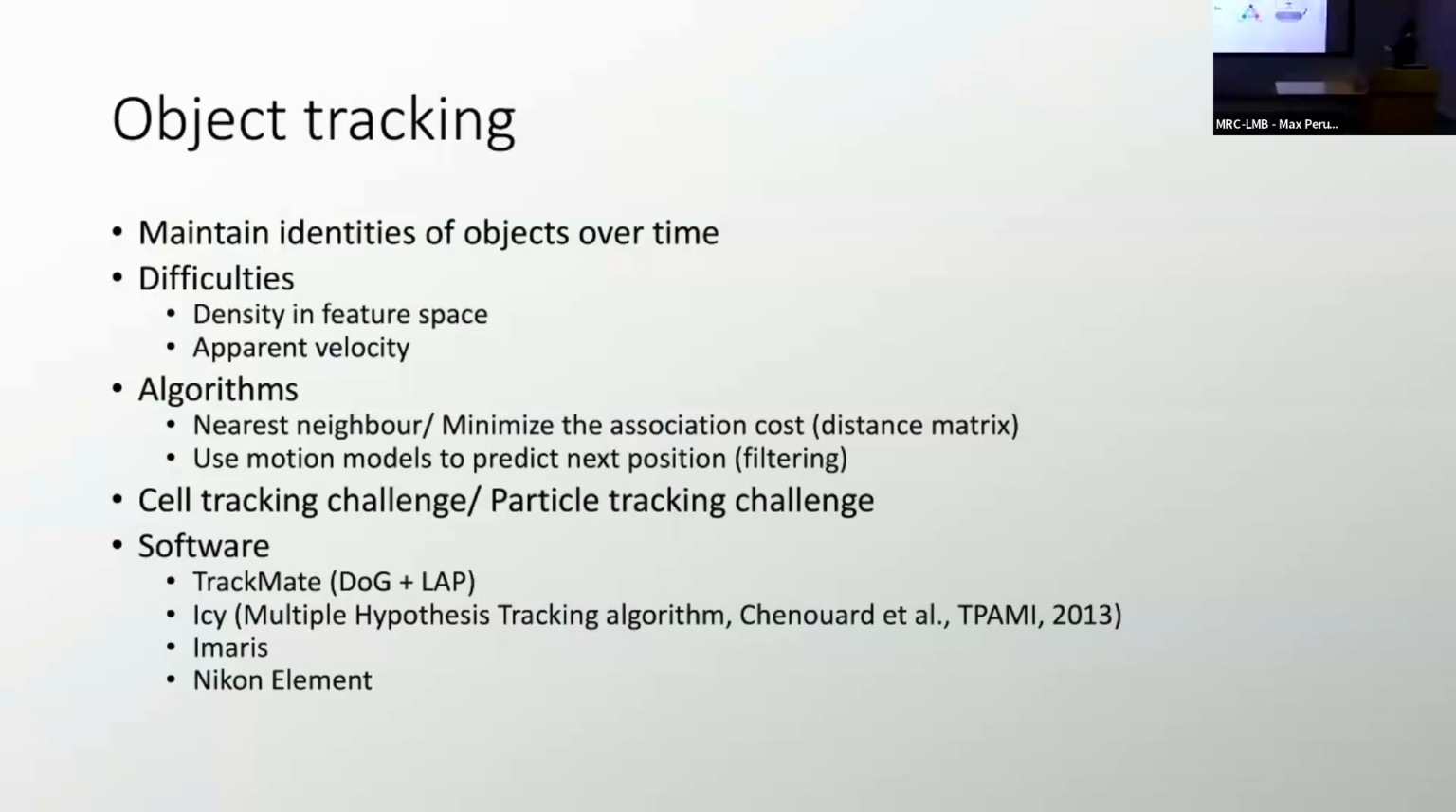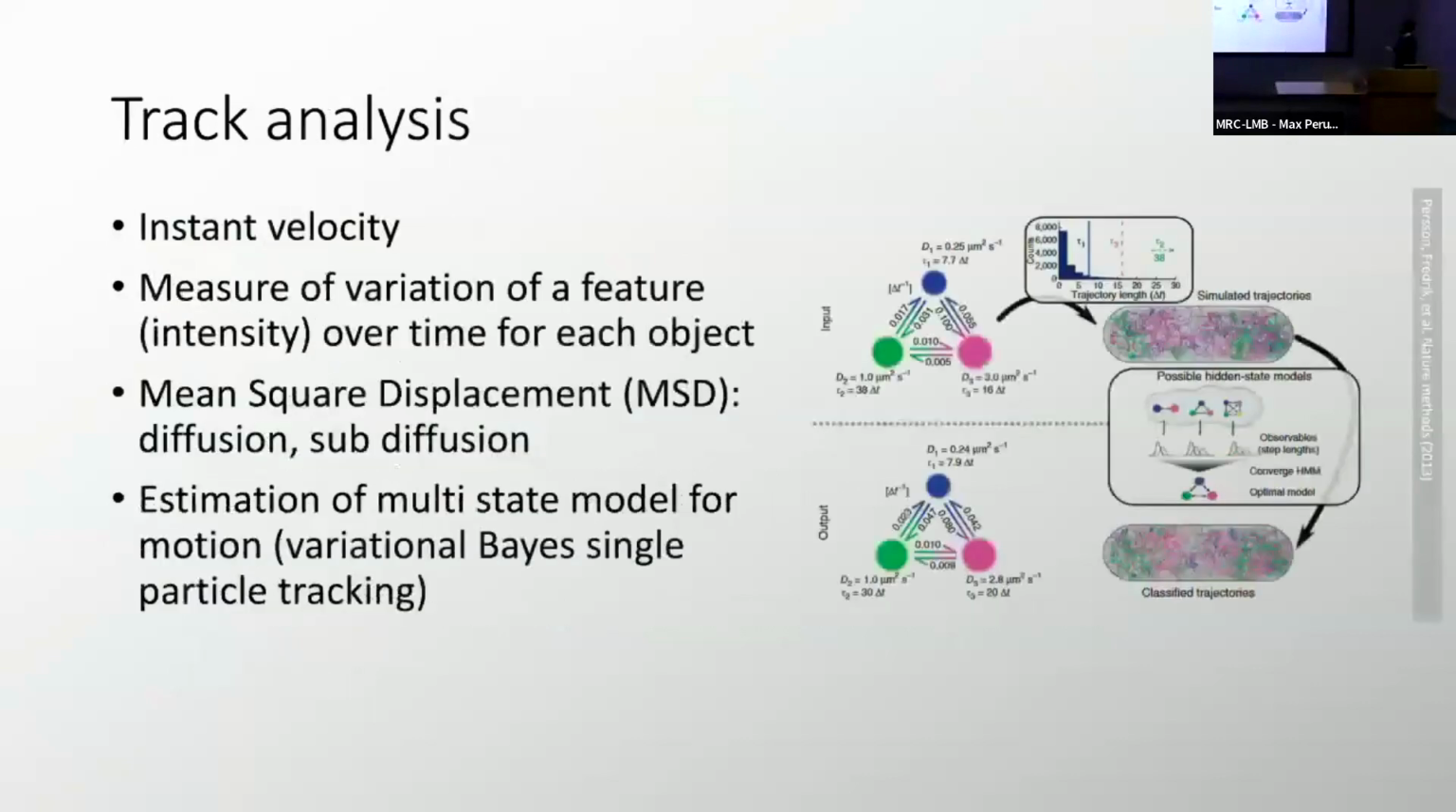Then once you have tracks, you can do some track analysis. You can be interested in instant velocity, or measure variation of a feature, for example intensity over time. That's the simplest thing you can do. You can be interested in mean-squared displacement to identify diffusion or sub-diffusion, using for example a multi-step model, or change between diffusion modeling, here would be like an active motion, like there is a microtubule or molecular motor involved, and classify the trajectory over time, and also make maps of diffusion coefficient using tracks.